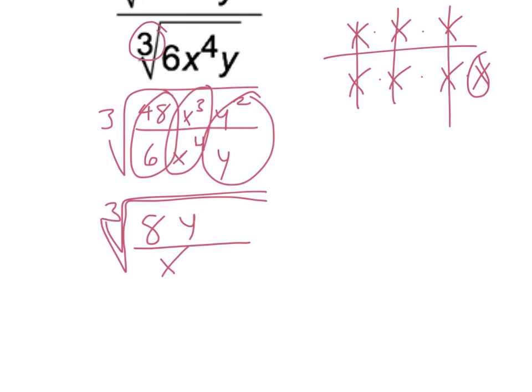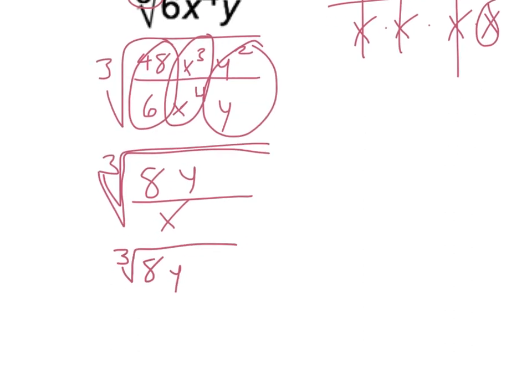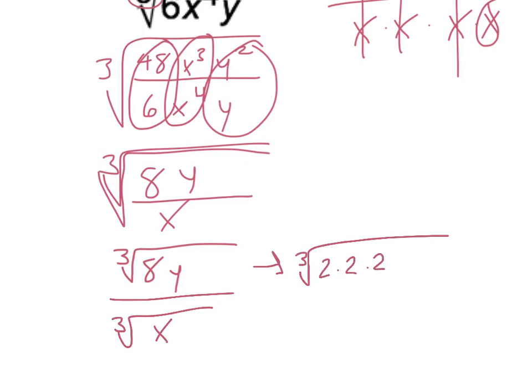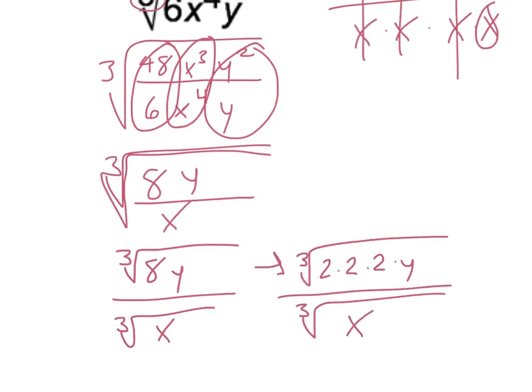So now we need to separate them again. So we have the cubed root of 8y, and the cubed root of x. We can break down the top as much as possible, so we know that 8 breaks down into 2 times 2 times 2, and then we're just left with 1y. And on the bottom, we just have the cubed root of x.